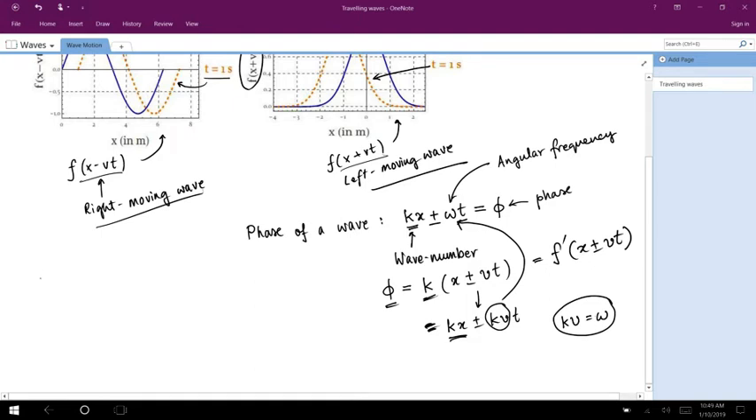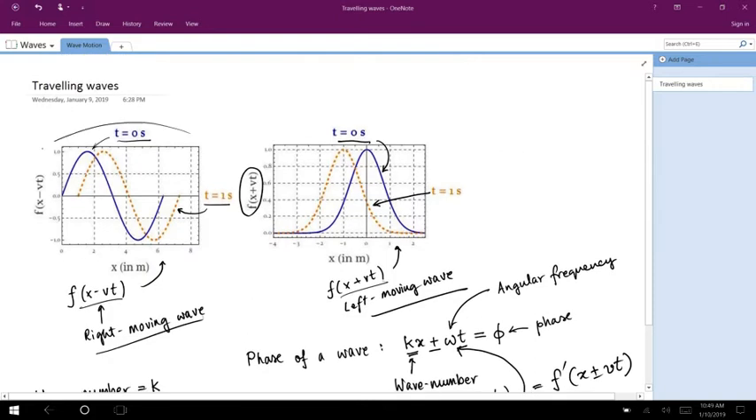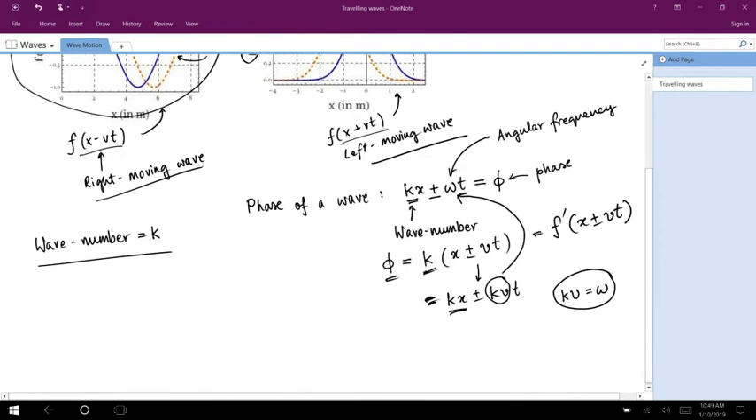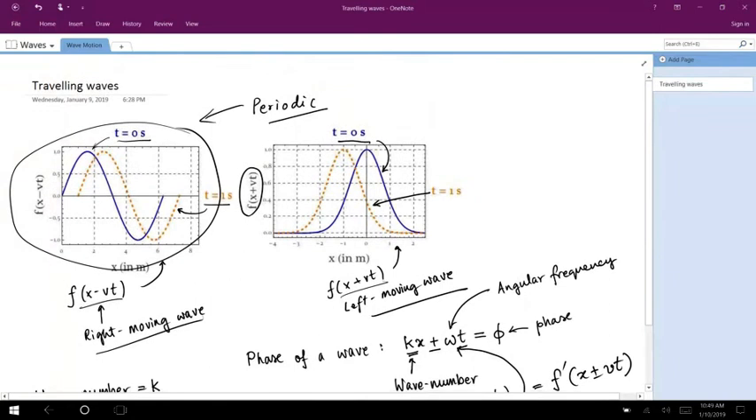k is the wave number. Wave number equals k. And for periodic waves, one example of a periodic wave is this. Periodic because it repeats itself after some period. Okay, so because it repeats itself after a period, it's called periodic. And for a periodic wave, this distance from here to here is called the wavelength lambda. So that's the wavelength.